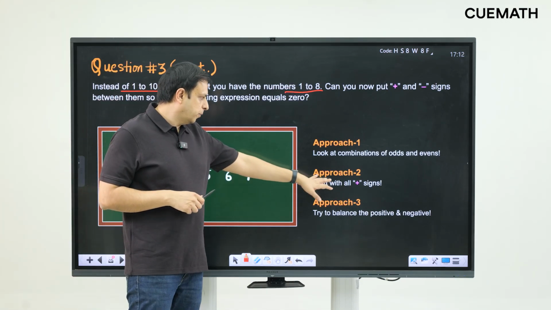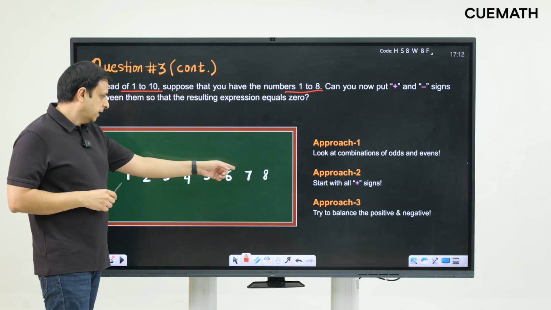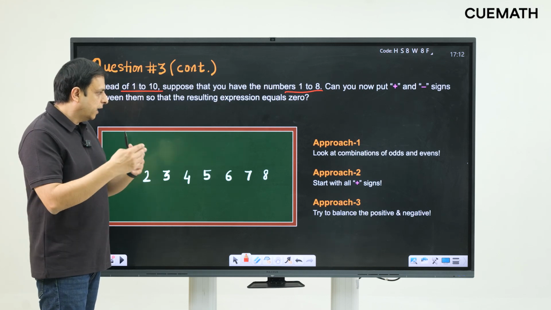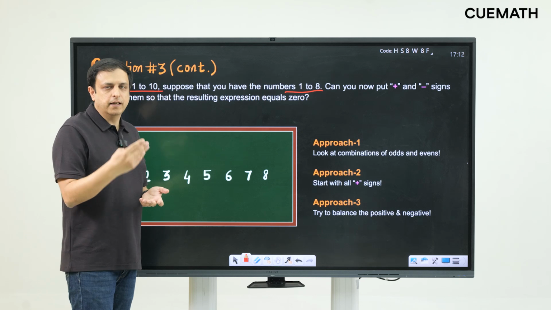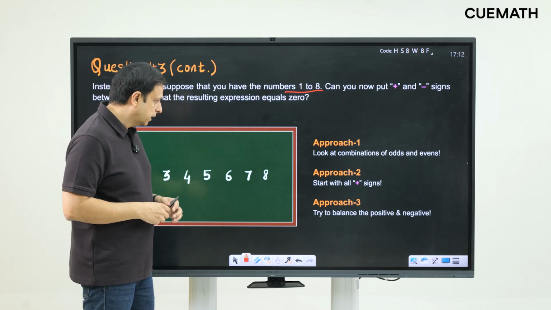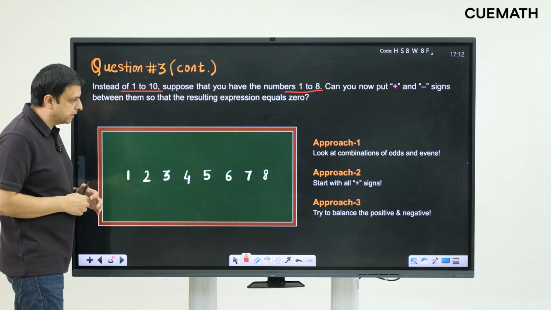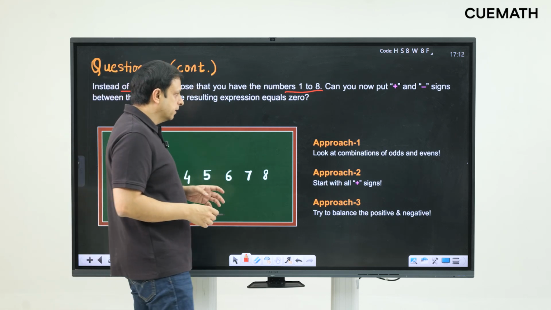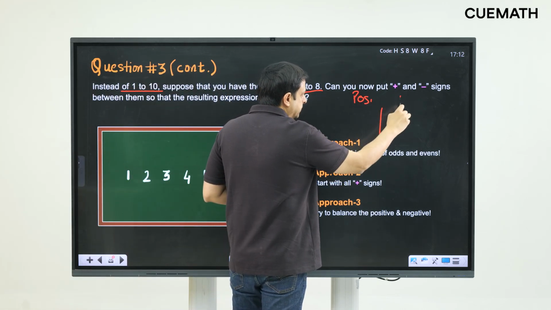Similarly, if you start with all the positive signs, which was approach 2, you can find that the sum here is 36, 8 into 9 by 2. And then at every change from a plus to a minus sign, the resulting sum will still stay even, and therefore you could get it down to 0. So let's really use approach 3 here to solve and find the exact placement of plus and minus signs. We'll try to balance the positives and negatives in a way such that the resulting sum is 0.